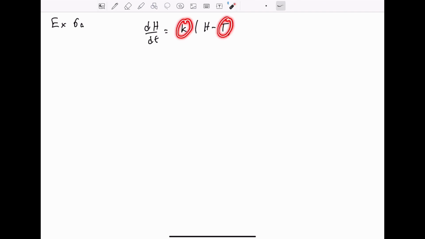So we're working on example 6a here. We just found that the differential equation is dH/dt equals some constant k times H minus T. T is the constant temperature of the surroundings. K is some constant that depends on the type of object that we're looking at here. So k and capital T are just constants. They're going to make things a little bit messy, but we just want to keep in mind that these are constants like 2 or pi or whatever. They're just numbers. Now we want to solve this using separation of variables.